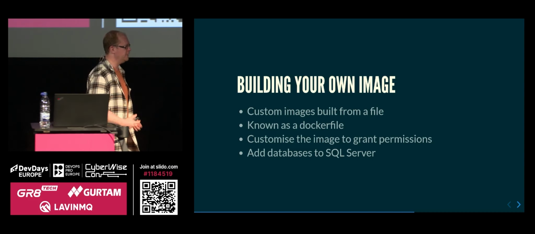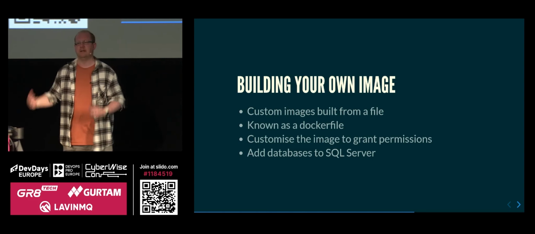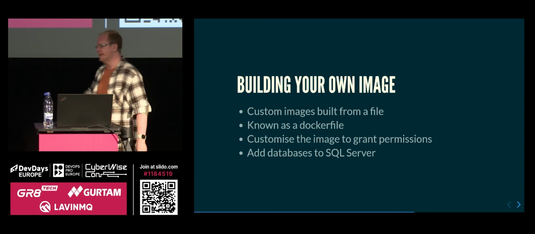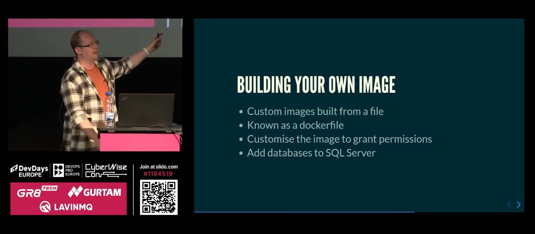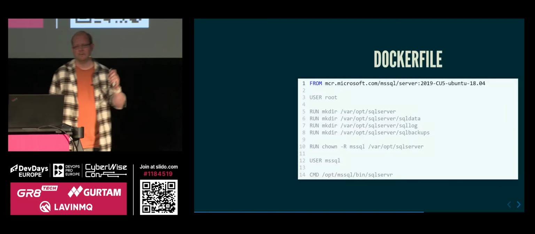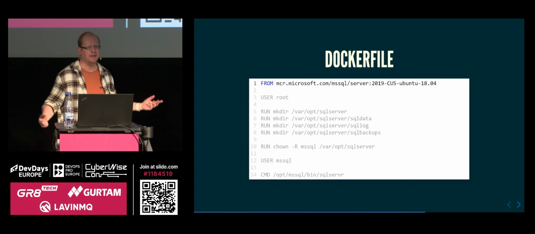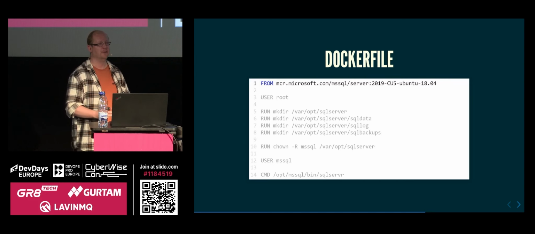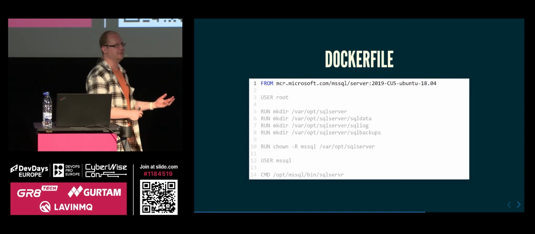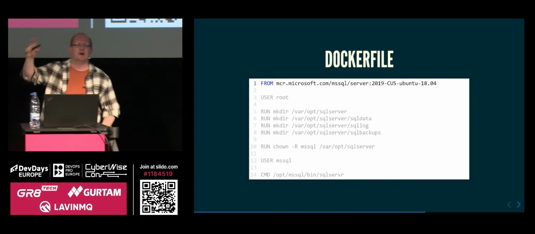And when we execute a command, Docker steps through each one of those commands in a Dockerfile, building us our custom images. That gives us the ability to do things like grant permissions to file directories, add databases to SQL Server. And so here is an example. We're building from, I know I said don't rely on the images from the MCR, but just bear with me, it's a simple demo. We're going to start off with the MCR.